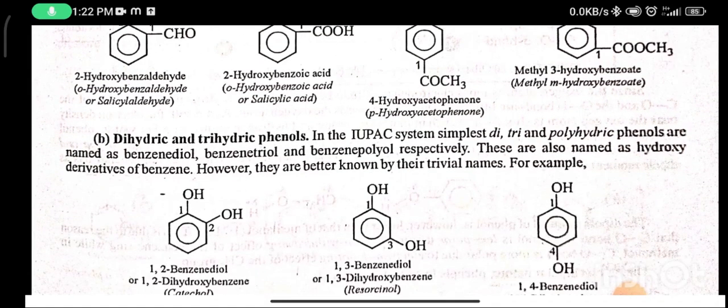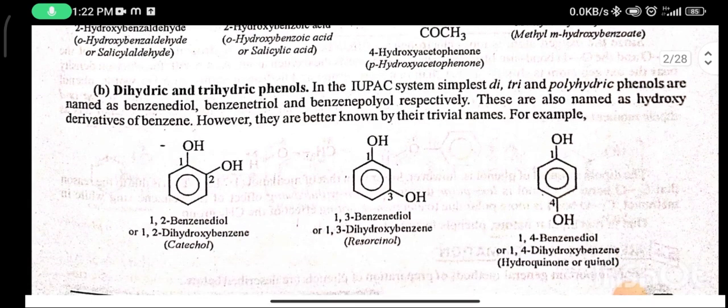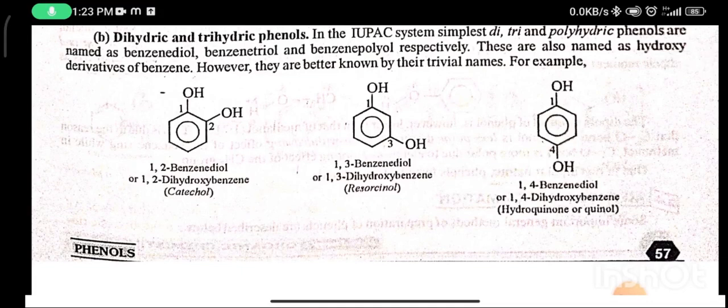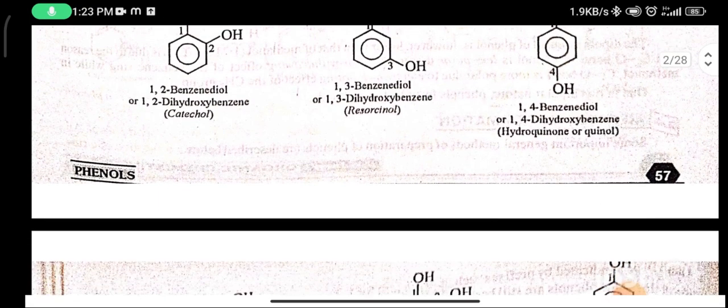Dihydric and trihydric phenols. In the IUPAC system, simplest di, tri, and polyhydric phenols are named as benzene diol, benzene triol, benzene polyol respectively. These are also named as hydroxy derivatives of benzene. However, they are better known by their trivial names. For example, 1,2-benzenediol is known more famously as catechol. 1,3-benzenediol is resorcinol. 1,4-benzenediol, hydroquinone or quinol.